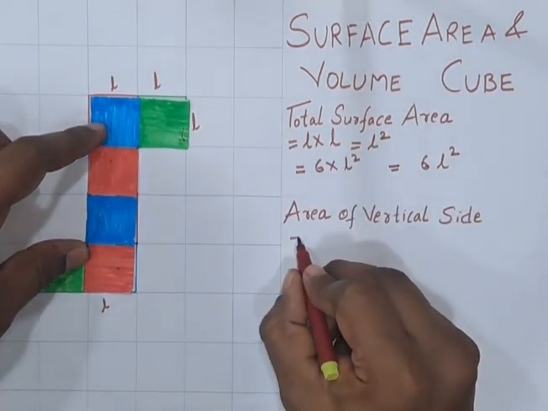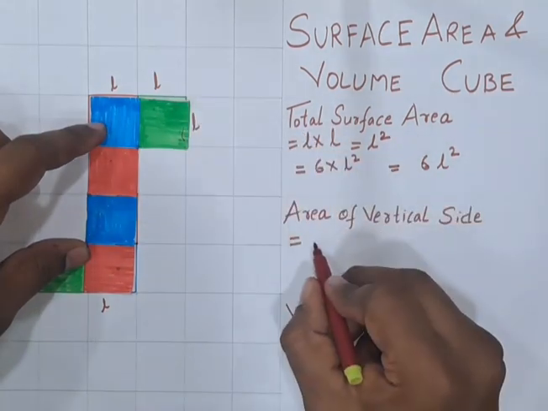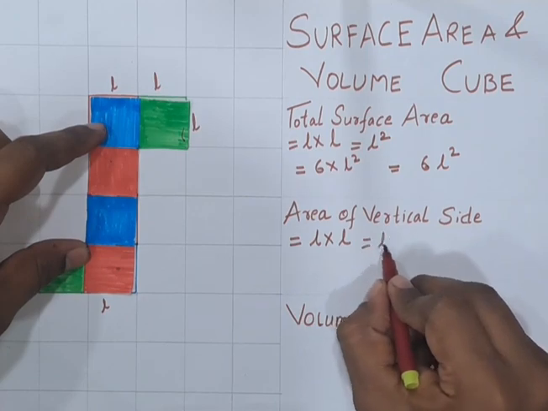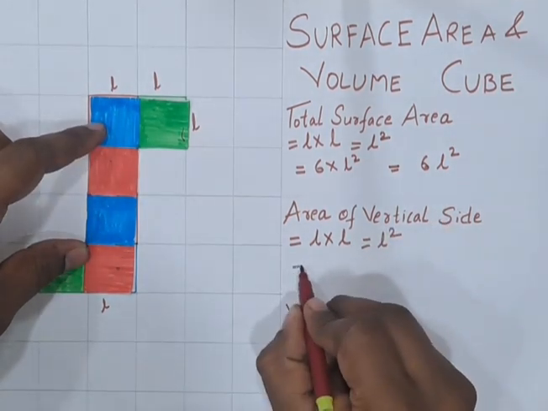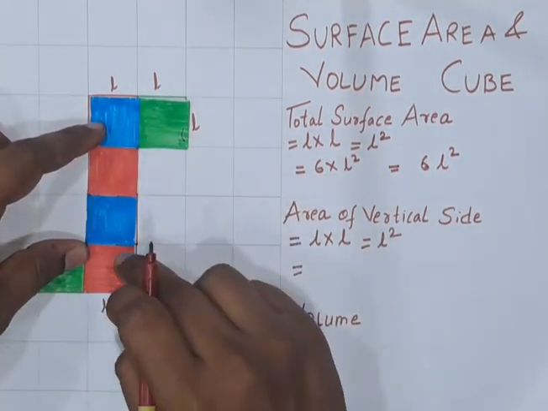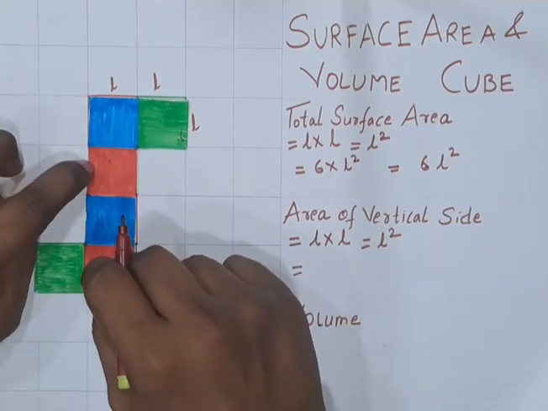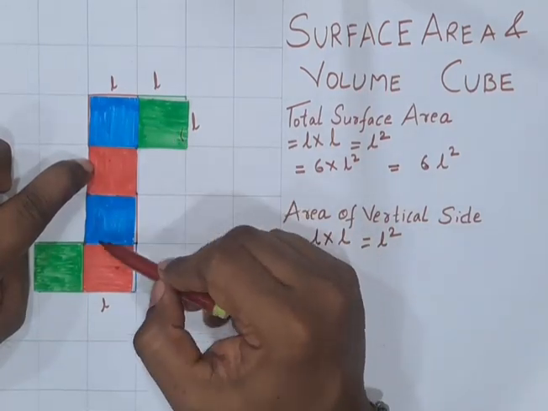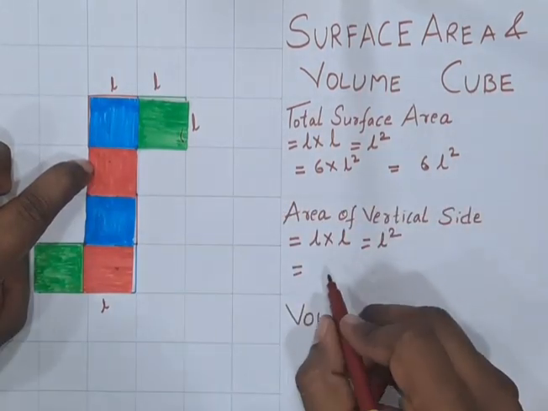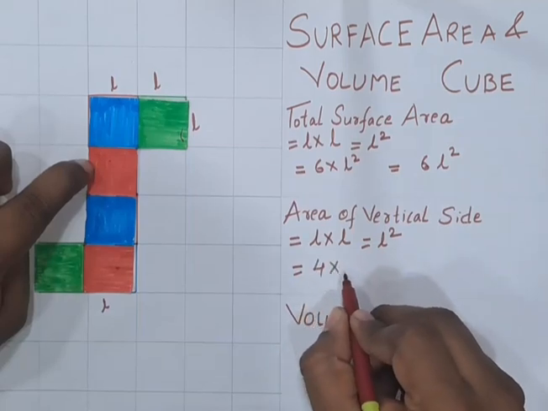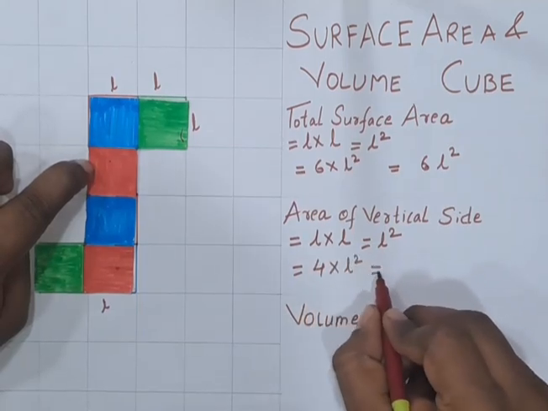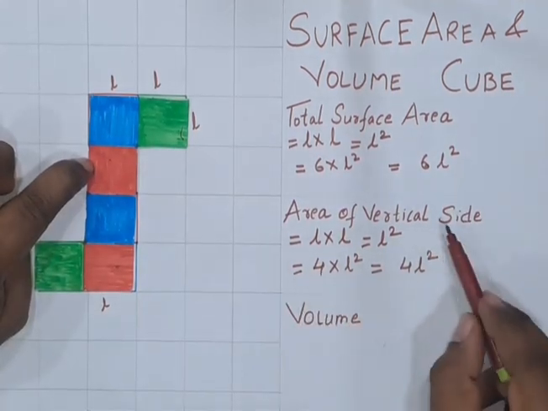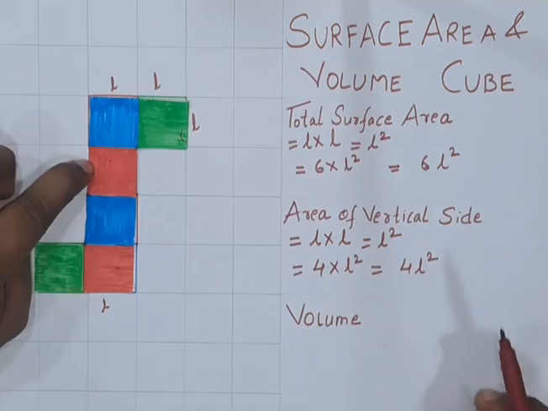As we know, the area of this portion will be L into L, which we can write as L square. As this is a cube, the area of every square will be the same. But we have to exclude the blue portions, so we have 1, 2, 3, and 4. We can simply multiply by 4. So the area of the vertical sides of a cube is 4L square.